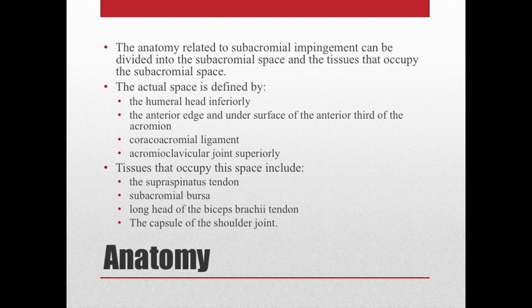Relative to subacromial impingement, we must talk about the subacromial space. Subacromial space is formed superiorly by the acromioclavicular joint and inferiorly by the humeral head. There's quite a bit going on within that space. Some important ligamentous structures include the coracoacromial ligament and the acromioclavicular joint. Some soft tissues that are important include the subacromial bursa and supraspinatus tendon, as well as the long head of the biceps brachii.